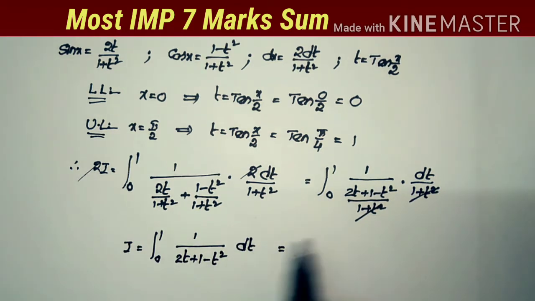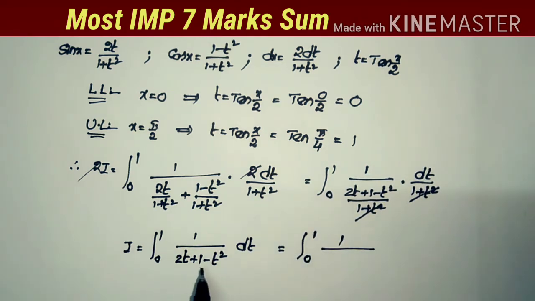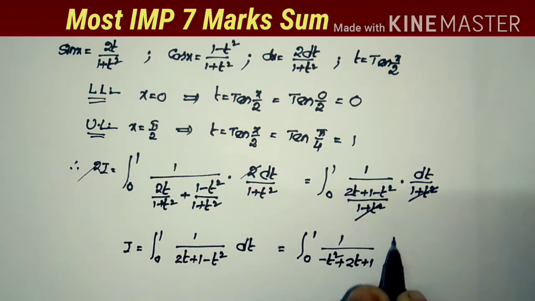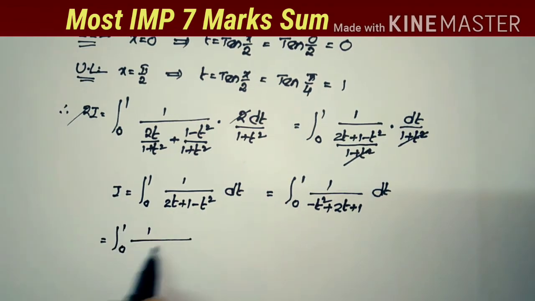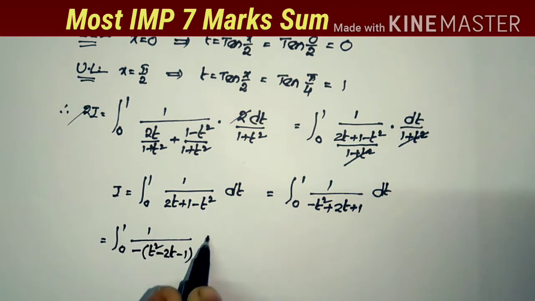Now clearly this is of type 1 problem of integration. To solve this problem, first we have to write all the terms in order, that is minus t square plus 2t plus 1 into dt, in the order t square term, t term, constant. And this is the integral from 0 to 1 of 1 by, taking minus common from the terms, minus of (t square minus 2t minus 1) into dt.